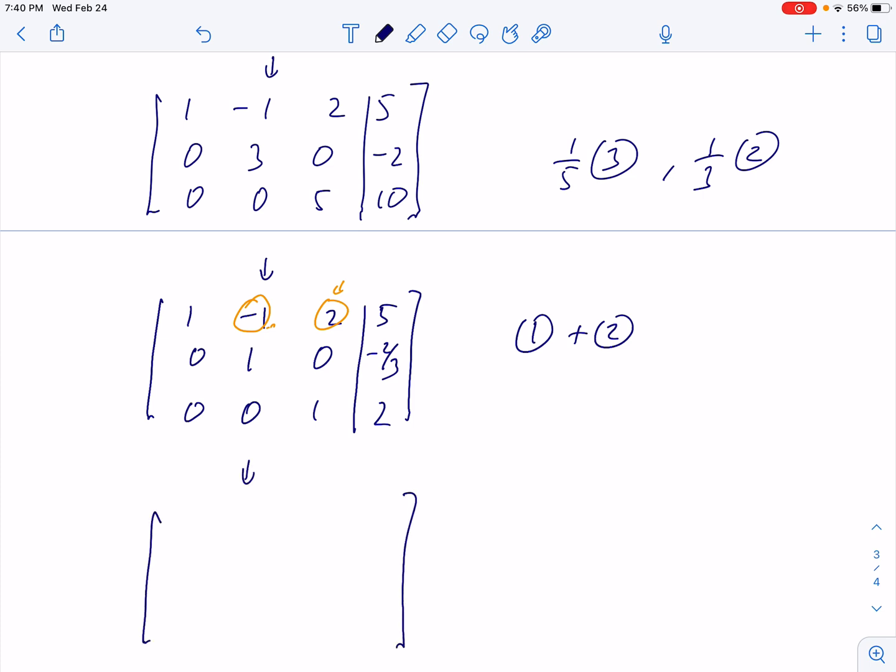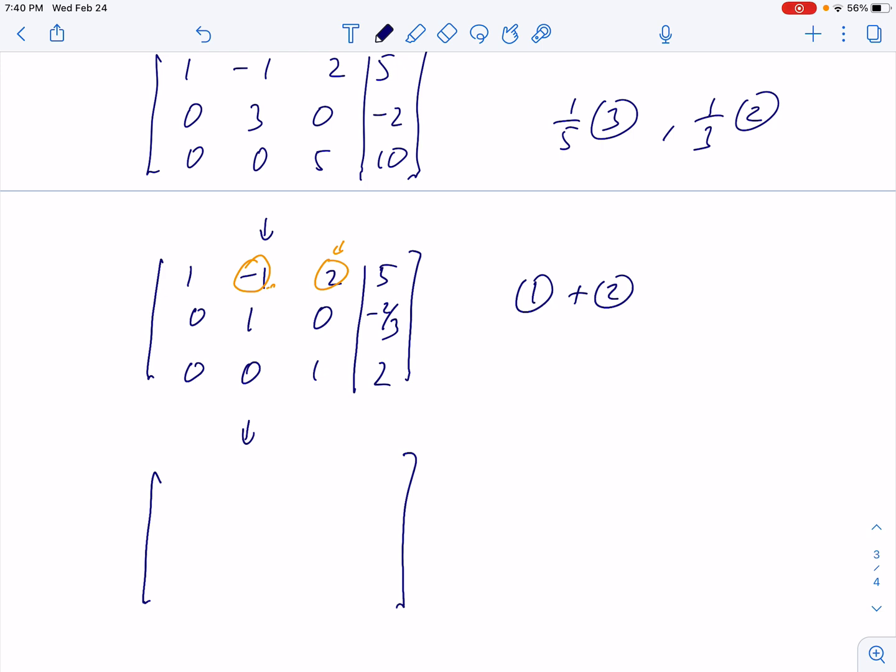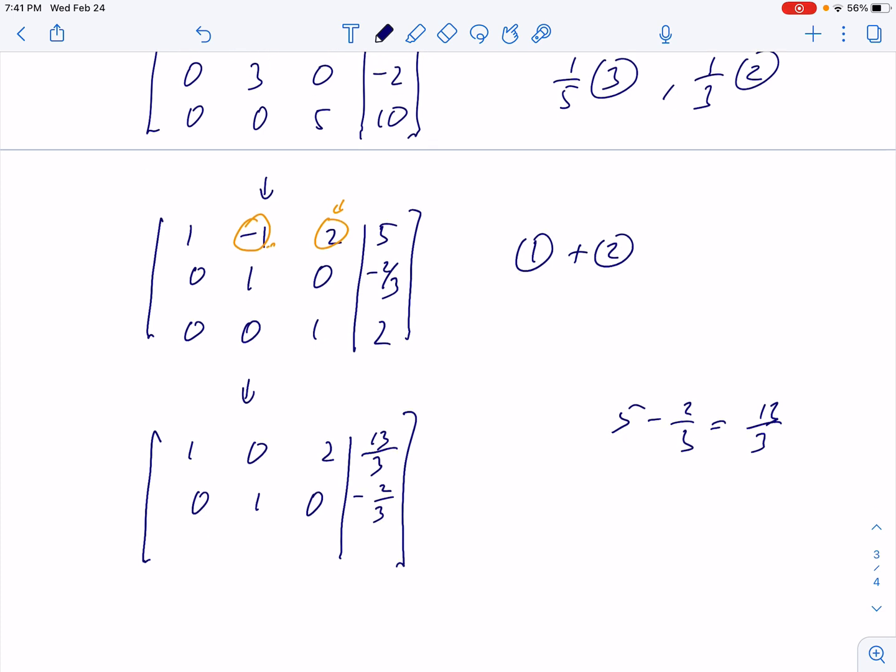If we do many things at the same time, we can just lose track of the numbers. Adding second to first, this will be 1, 0 now. This 2 stays. 5 minus 2/3 will be 13/3. Second is not changing. -2/3. And the third is not changing. 0, 0, 1, 2.